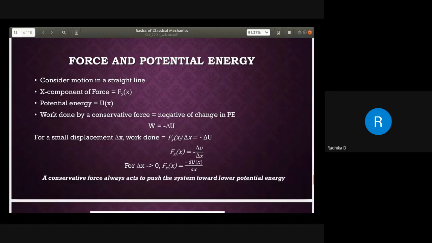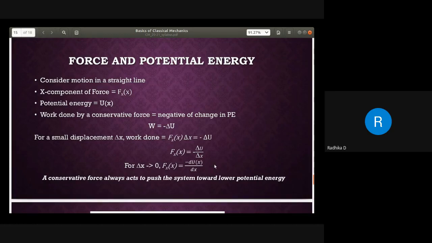Now, next step, I'm just rewriting this. I move the delta x to the right hand side. So what do I get? Fx of x is equal to minus delta U by delta x. Now, what if the delta x tends to 0? I can write it as minus dU by dx. So this is how you generally get a differential form.